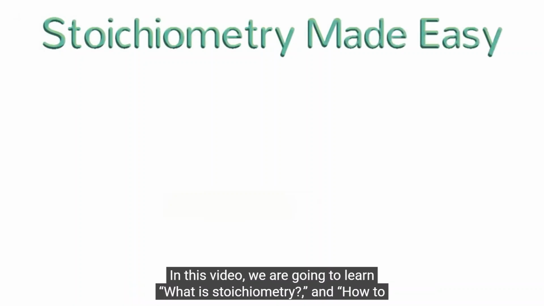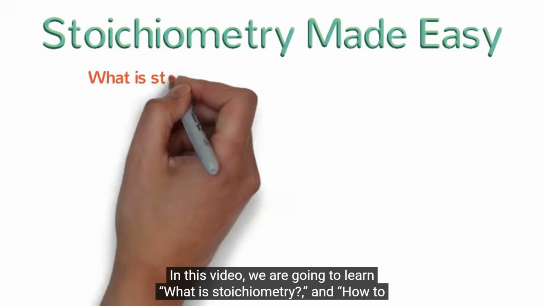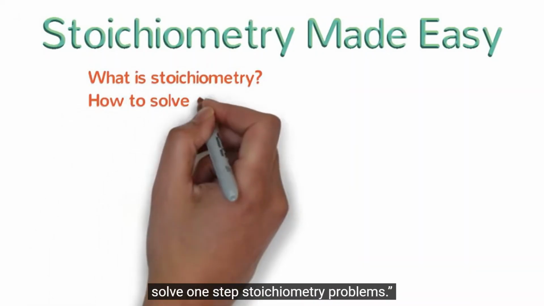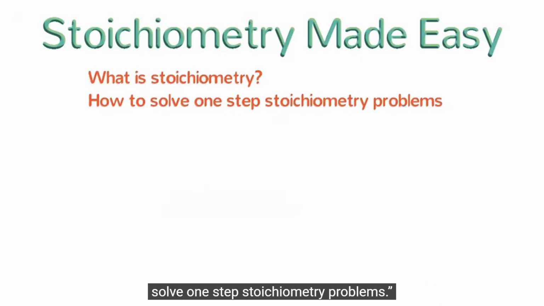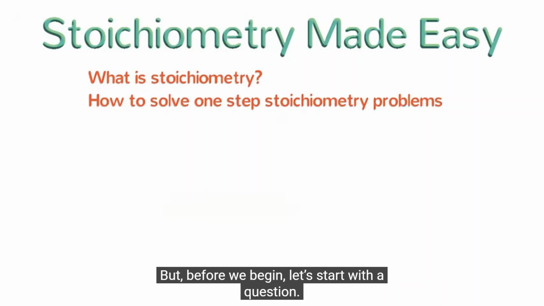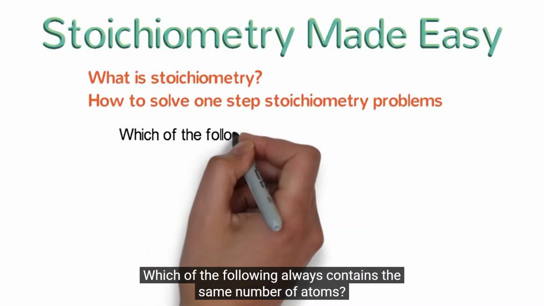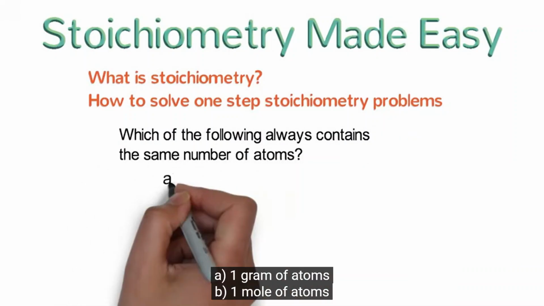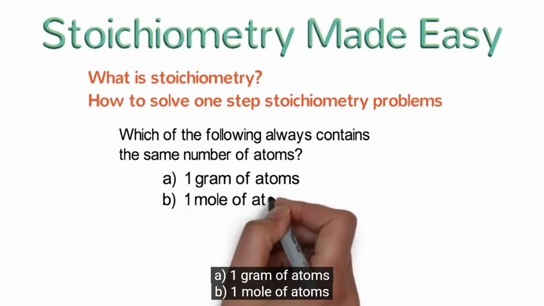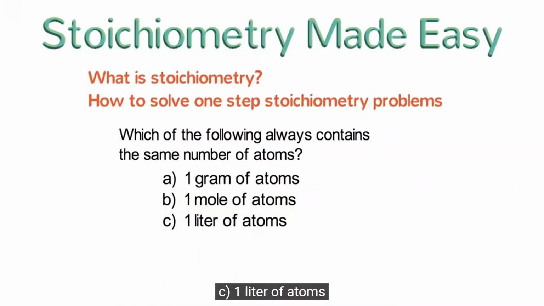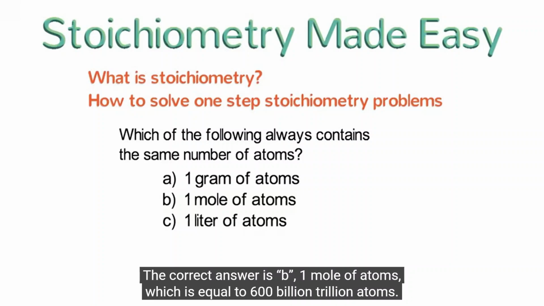Welcome to Stoichiometry Made Easy with Ket's book. In this video, we're going to learn what is stoichiometry and how to solve one-step stoichiometry problems. But before we begin, let's start with a question. Which of the following always contains the same number of atoms? 1 gram of atoms, 1 mole of atoms, or 1 liter of atoms? The correct answer is B, 1 mole of atoms, which is equal to 600 billion trillion atoms.